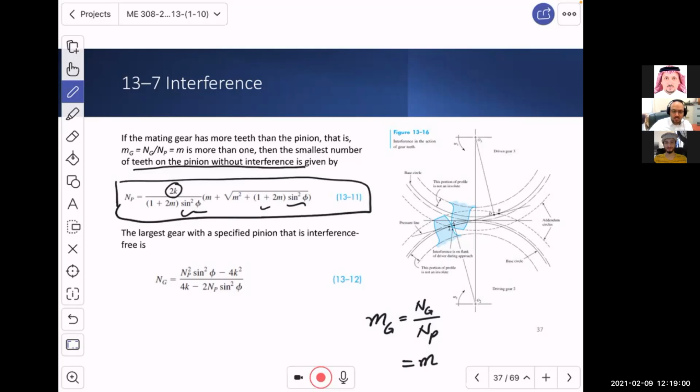Now, how about the gear itself? If you know the number of teeth for the pinion, what is the largest gear with a specified pinion? This is it. So in here, you should expect that the number of teeth for the pinion is known, and by knowing the pressure angle and knowing this k, which is equal to 1 most likely, you should be able to identify the number of teeth for the gear.